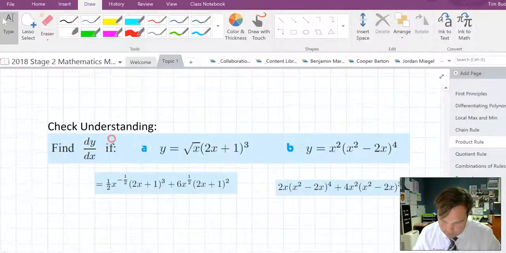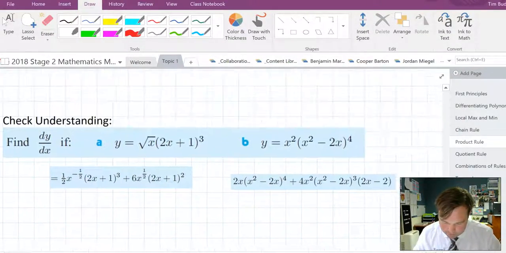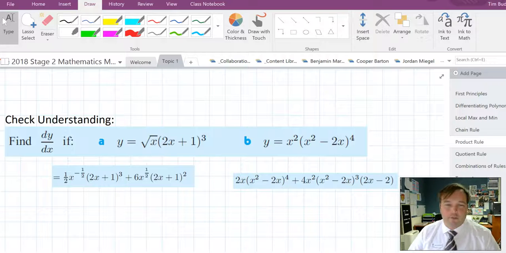Could you check your understanding with these two? First one and second one, in each case you'll have to use the chain rule. Good luck!